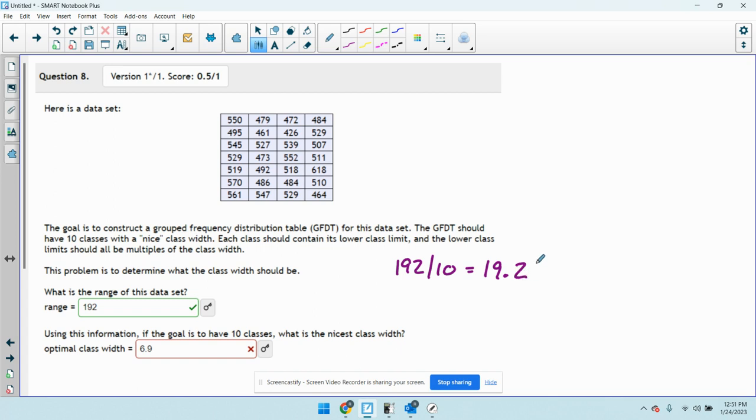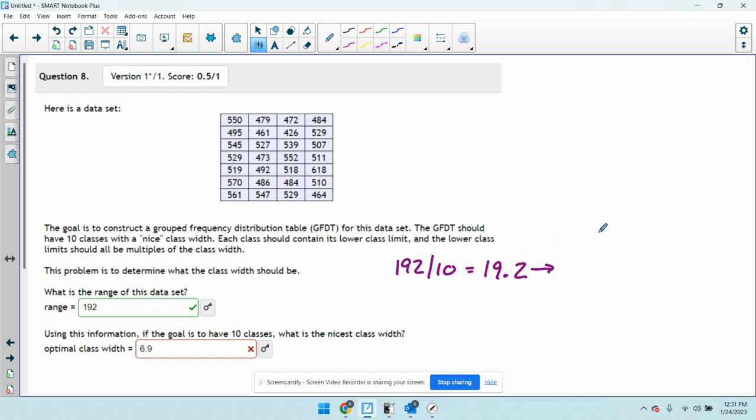So we get a class width of 19.2, but that's a pretty ugly number. If we made every class 19.2, it would become pretty messy pretty quickly. So we want to round that. We can't round it down because if we round it down, we might not cover enough distance to include all of our data points. So we have to round it up every single time.